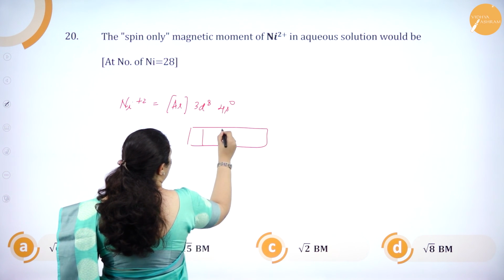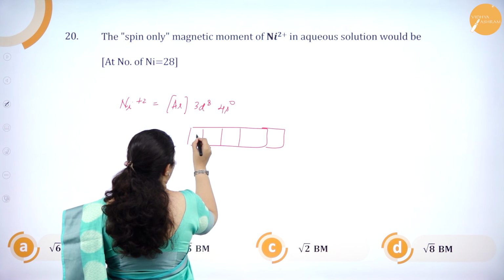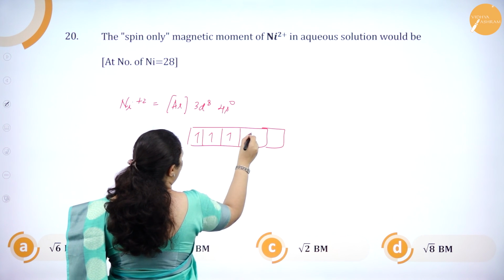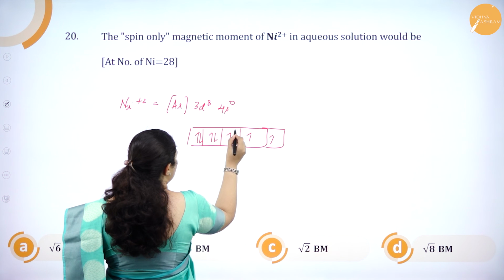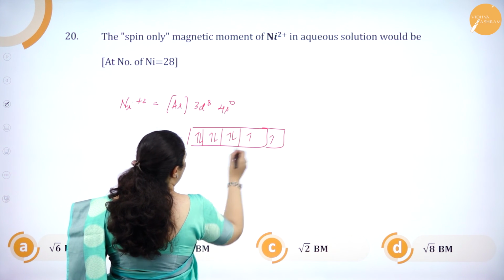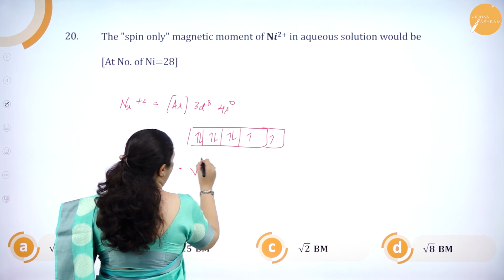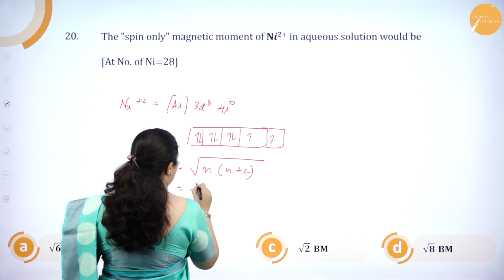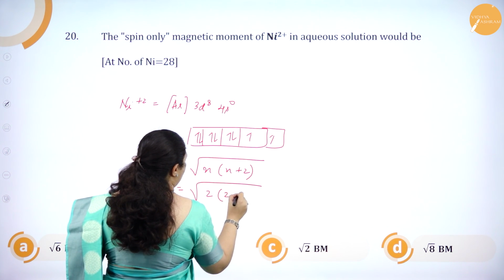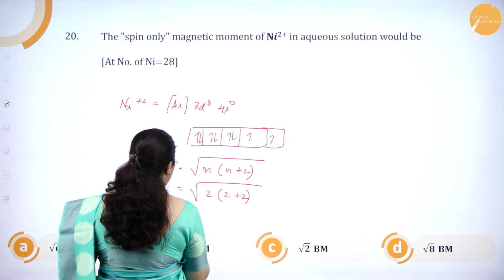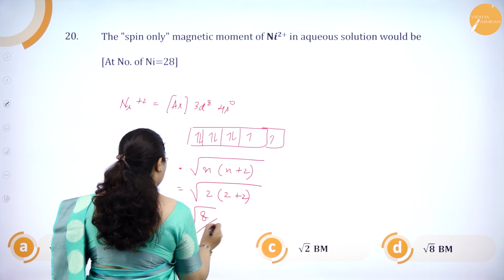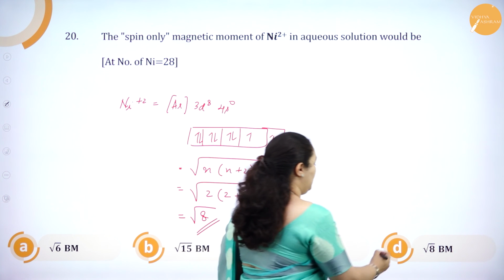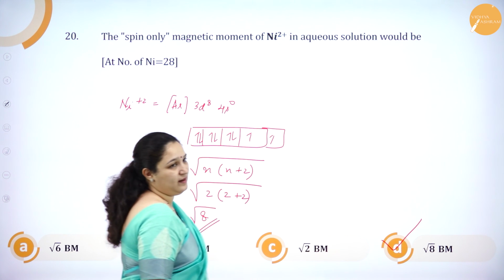A d8 system has only two unpaired electrons, but still I will write it out for you all to understand. 5, 6, 7, 8, so 2 unpaired electrons. So square root of n into n plus 2, that is 2 into 2 plus 2, 2 plus 2 is 4, 4 twos are 8. So square root of 8. Option D is the right answer.